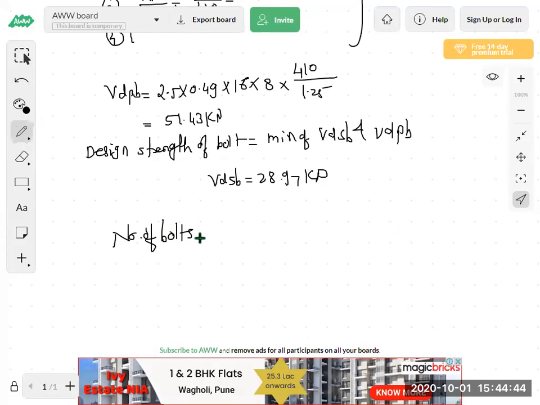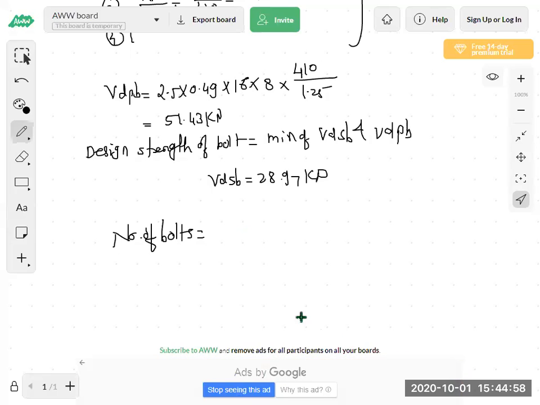So now put the values, number of bolts is equal to longitudinal shear force. How much longitudinal shear force is there? We have calculated. VB, how much VB we have calculated?